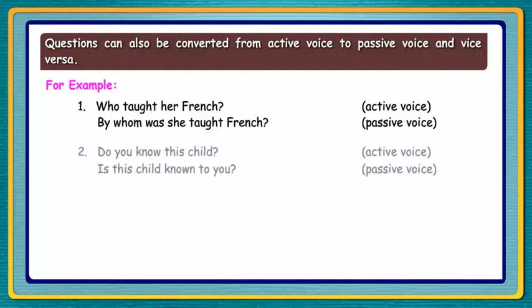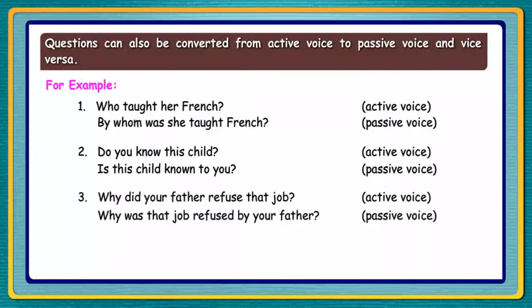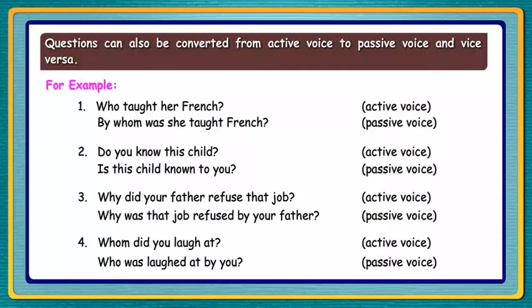Do you know this child? Active voice. Is this child known to you? Passive voice. Why did your father refuse that job? Active voice. Why was that job refused by your father? Passive voice. Whom did you laugh at? Active voice. Who was laughed at by you? Passive voice.